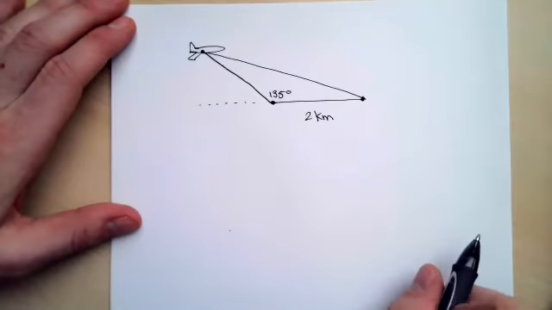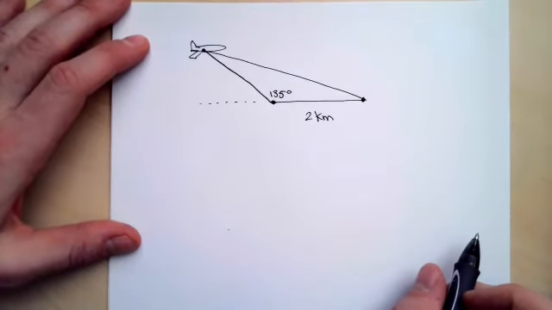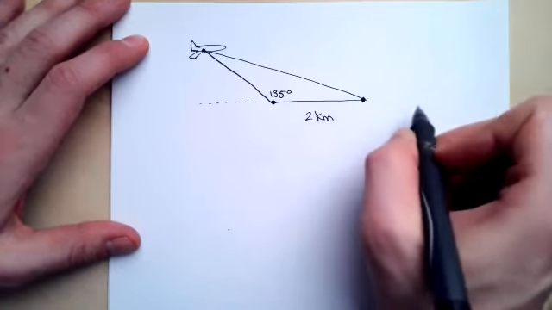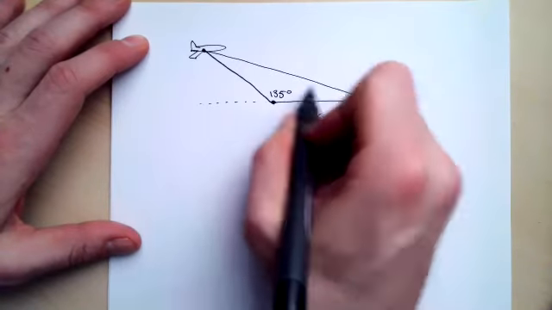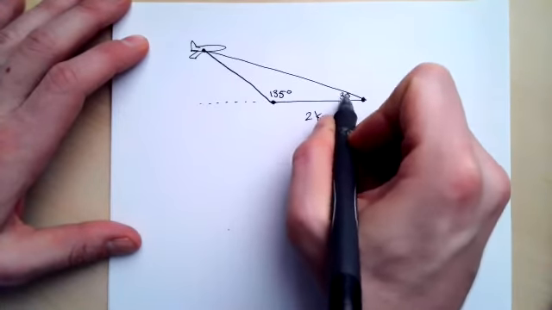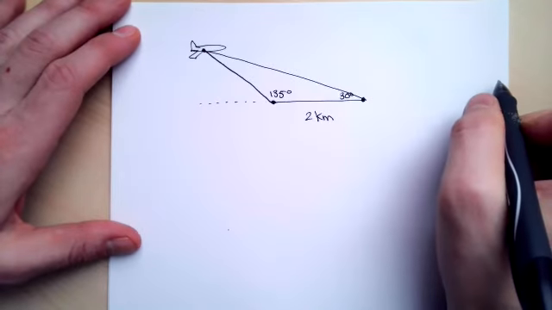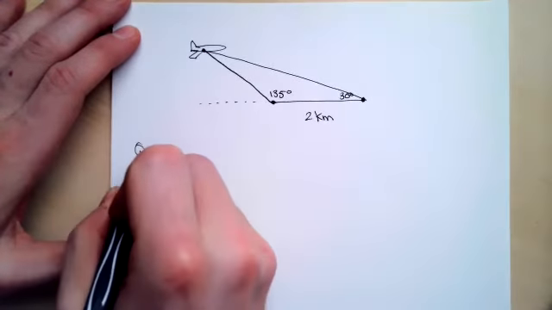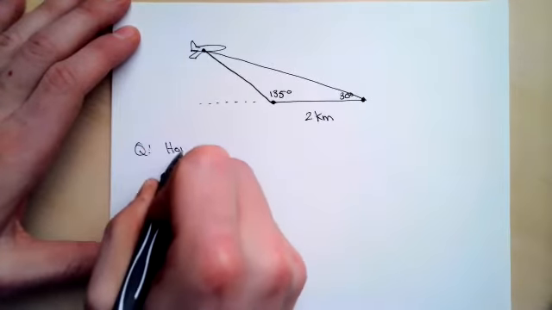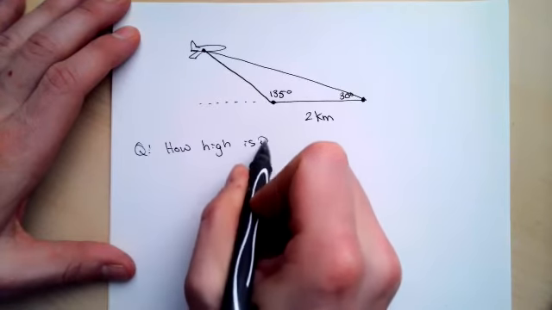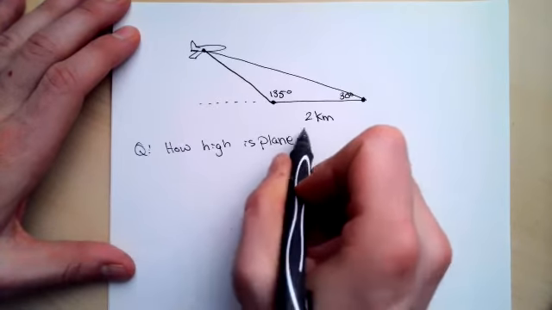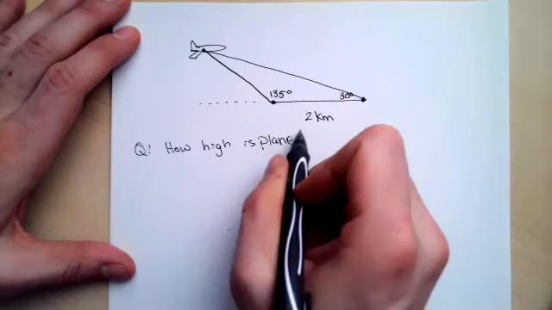There's our airplane. And we're also told that the angle of elevation between us and the airplane is 30 degrees. And the question asks, how high is the plane? We can actually have 2 questions. Let's say, how high is the plane? We'll call that question 1. Question 2, how far away is the plane?